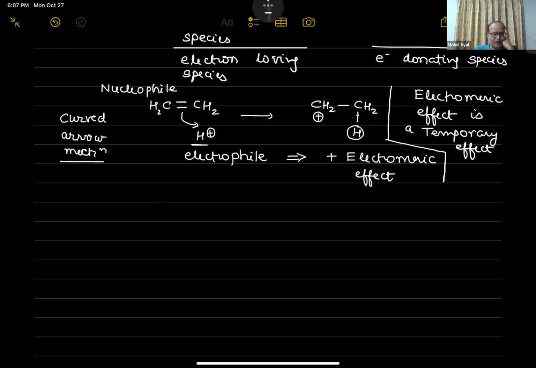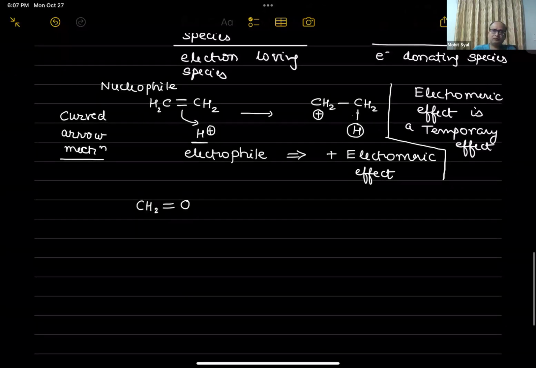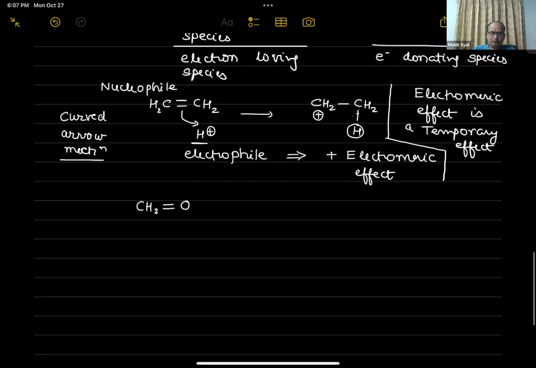Let me give you one or two more examples, and we can try to understand who is giving electrons and who is accepting electrons. This is carbon double bond oxygen. Does it carry any partial charges, or is it absolutely non-polar? How will you say? Does it carry any charges or is it absolutely non-polar? The carbon oxygen bond.